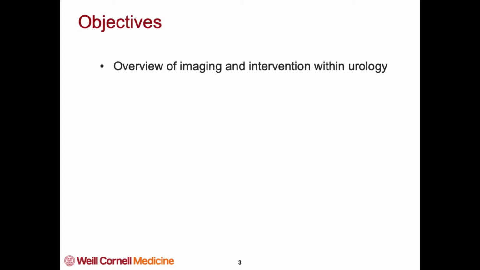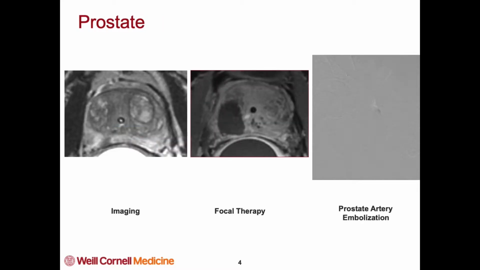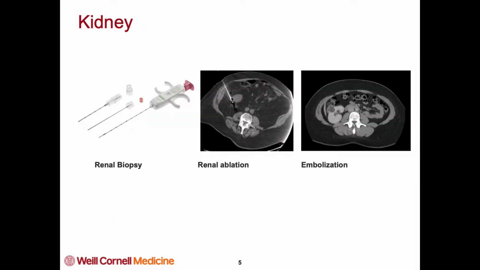The first cases are within prostate. We'll discuss imaging of the prostate, particularly multiparametric MRI, briefly touch upon focal therapy, and then discuss prostate embolization. And then in kidney, we'll briefly touch upon renal biopsy, renal ablation, and embolization as well.